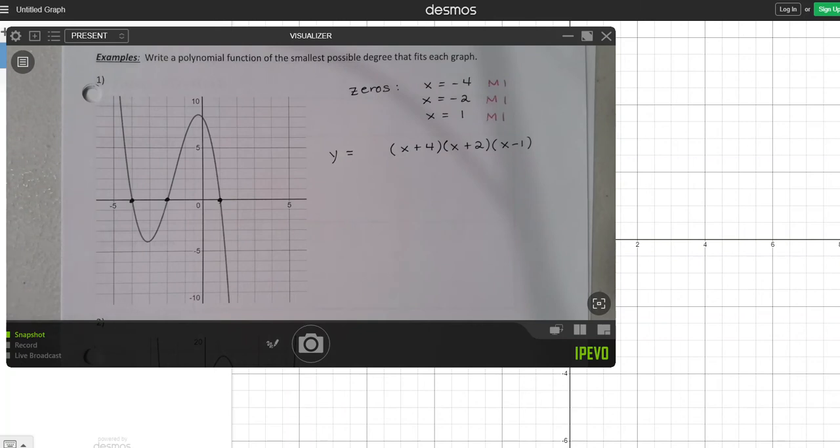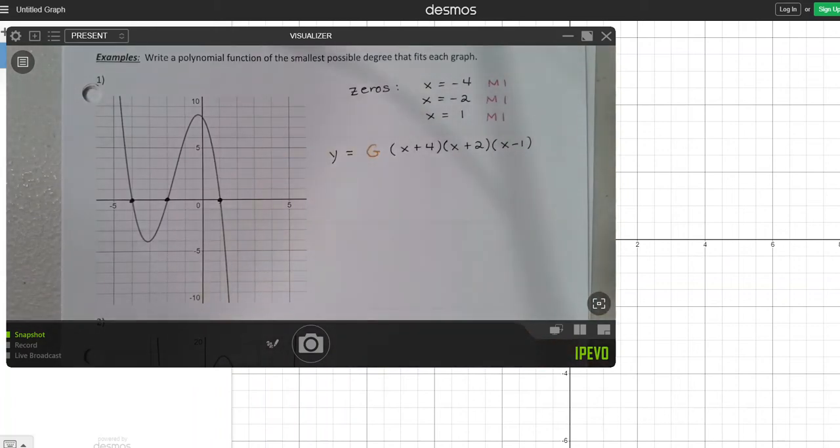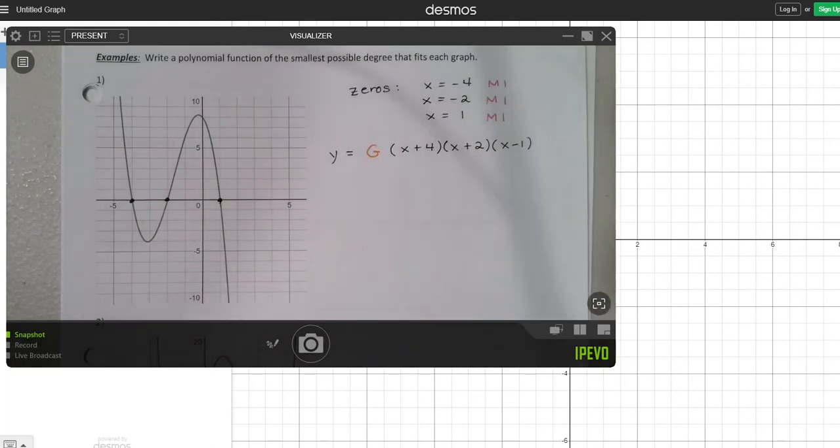And then the only thing I may not have yet taken into account is there could be a GCF. So I'm going to abbreviate that with just the variable g in front of there, and I have to worry about that g in just a minute. Okay? So that gets me really about 90% of my function. The zeros lead to the factors, and it gives me most of my information.